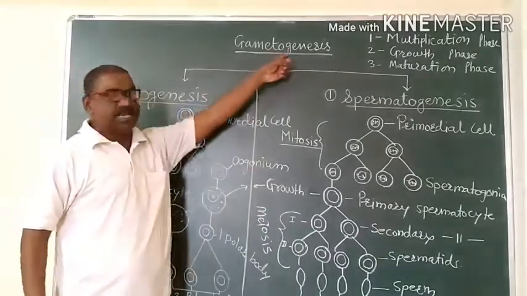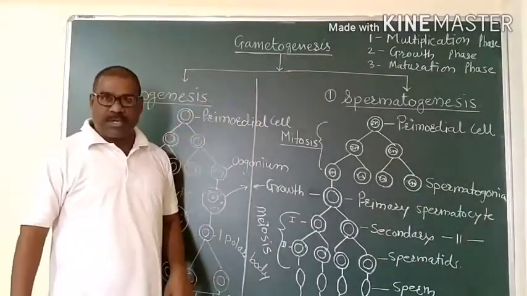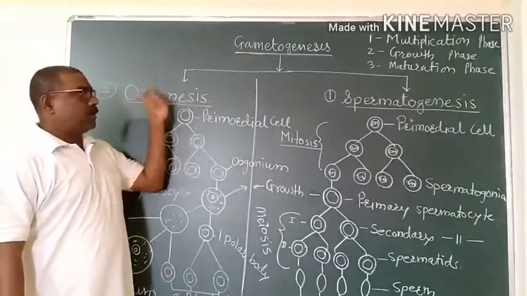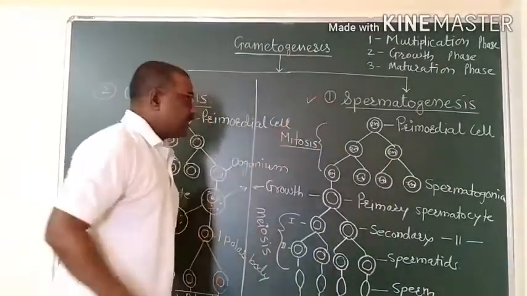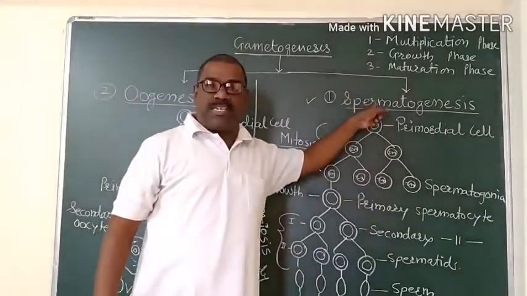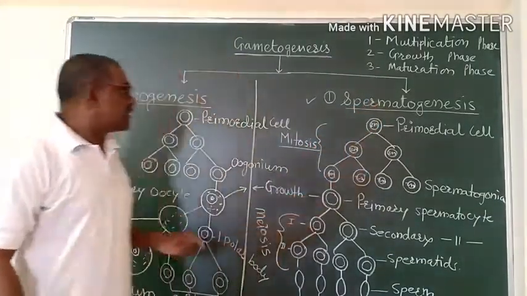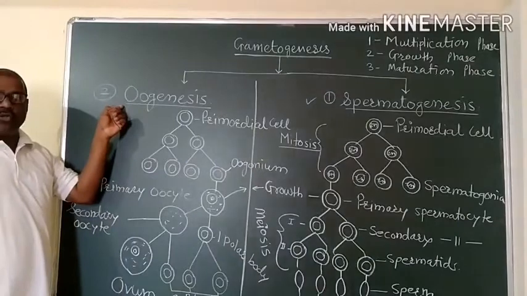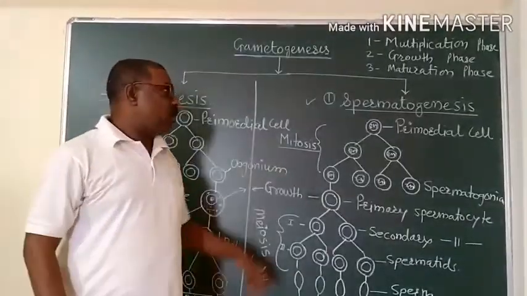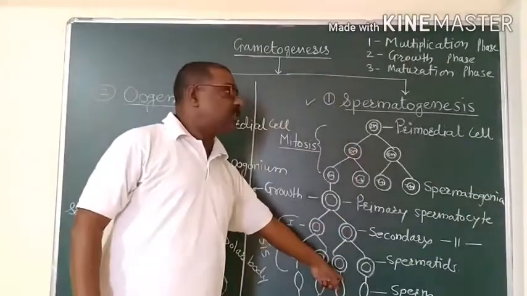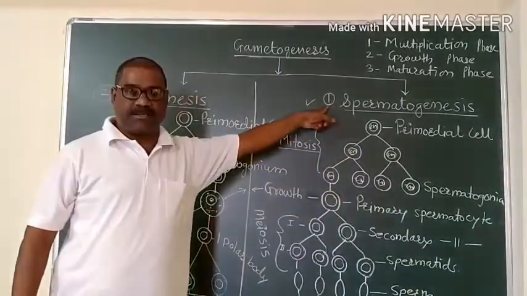Here this process divides into two separate processes. First one is called spermatogenesis. Second is called oogenesis. First, we focus upon only the process of spermatogenesis.